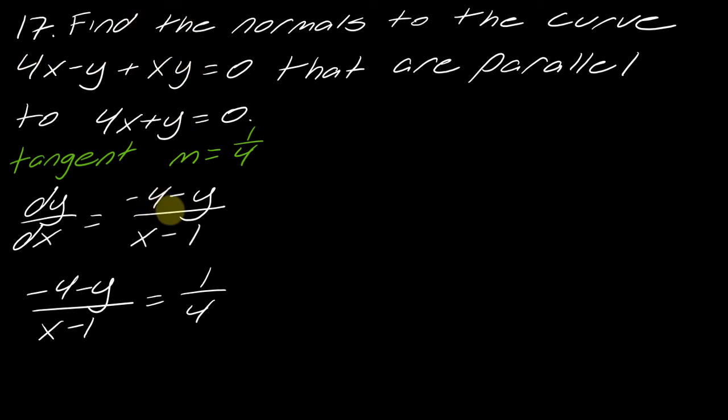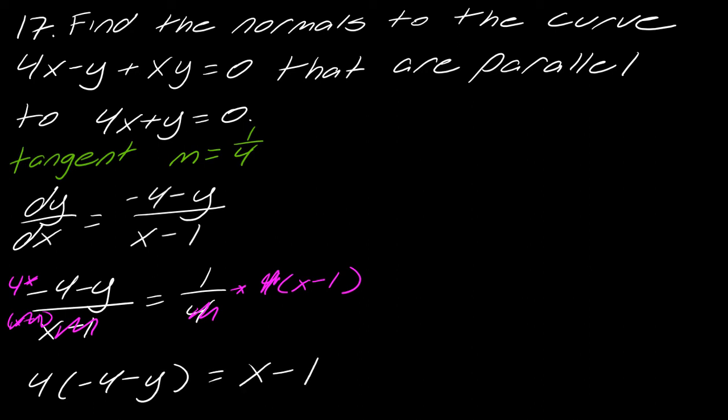So what I'm going to do is multiply the 4 over to this side. So I'll multiply the 4 here. And then I'll also multiply this side by the x minus 1 so that I can get rid of this denominator and this denominator. So what I'm left with then is this, and this 4 will cancel out, and this x minus 1 will cancel out. So I'm left with 4 times (-4 - y) equals x - 1. And so now you can see we can at least easily solve for x in this case, which will then allow us to substitute back into this equation.